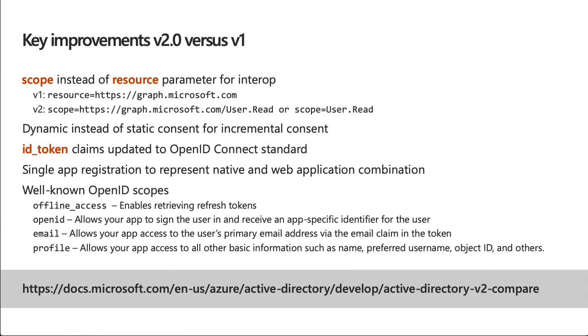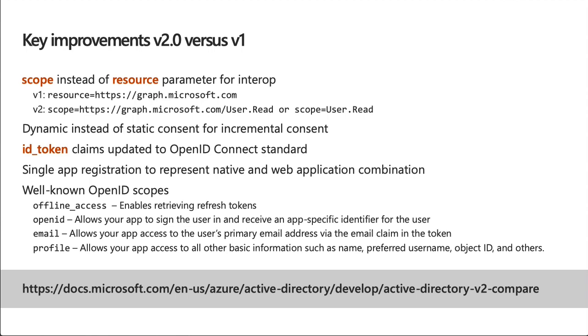Now let me talk about some of the other improvements from the V1 endpoint to the V2 endpoint. In the V1 endpoint, you had to provide a resource parameter to identify which resources you were requesting an access token for. And the challenge with this is that some of the open source libraries were not able to easily incorporate that into their requests. So now we use the scope parameter, which is supported by all the libraries, to combine both the resource and the permission.